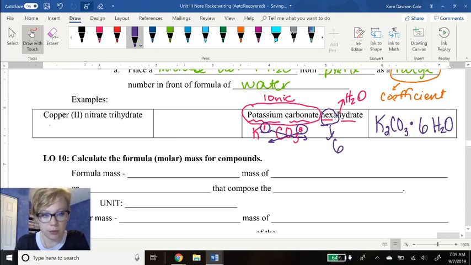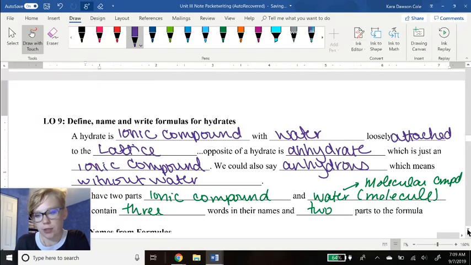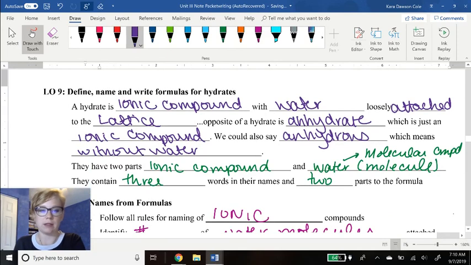So I'm going to leave you with this one to practice with. So this was learning objective 9, which was to define, name, and write formulas for hydrates.